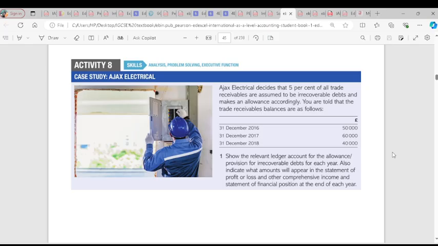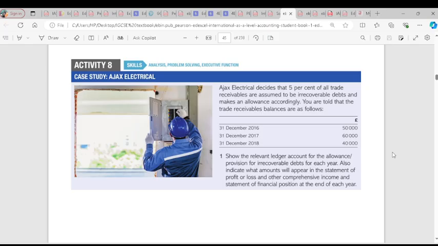It is 50,000 the trade receivables. 5% of 50,000 is considered as irrecoverable debts. It becomes expenses for the business. 2,500 becomes expenses for the business. At the same time, 2,500 has to be taken away from the 50,000. So your statement of financial position would now have 47,500 instead of 50,000. That is 2016. So your statement of profit or loss, which becomes an expense, will have 2,500.